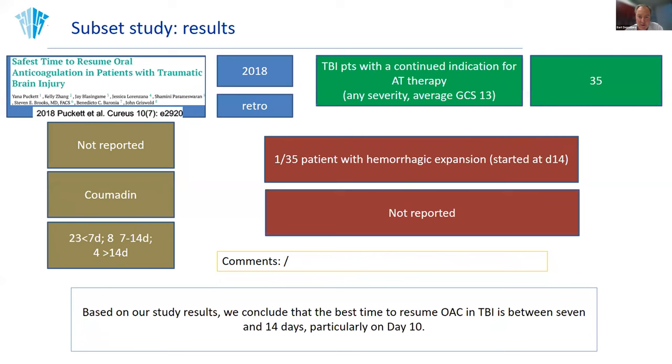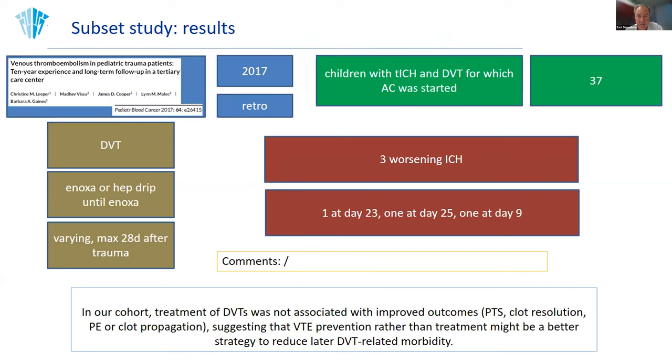These are 35 patients, only one patient with hemorrhagic expansion, and these authors recommended to start between 7 and 14 days. These are children. Niklas also pointed at the situation of children that is a bit specific, 37 children. Worsening was seen in 3 children, and the conclusion of these authors was that the start of the anticoagulant did not help for clot resolution. So they recommend prophylaxis, but not therapeutic anticoagulation because it was of no benefit, although they also reported that the risk of the AC was rather low.